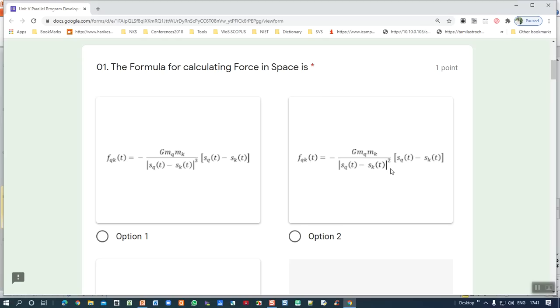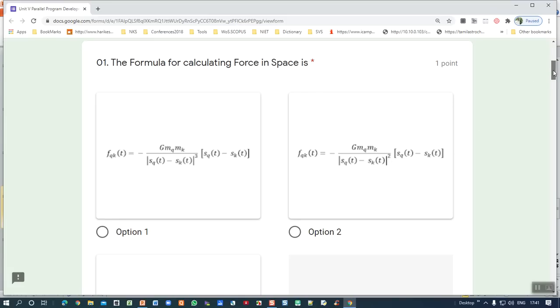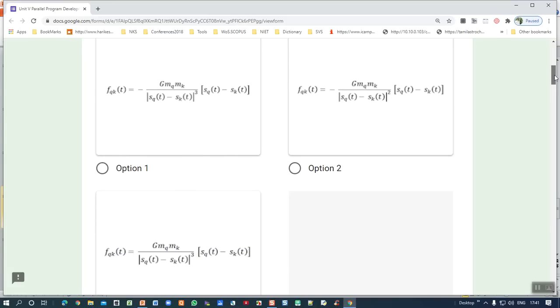So this is not a formula. What is the difference? Here there is a cube and here it is only squared. I myself made small changes for understanding purposes. Please expect the university exam also to be like this. So the correct answer is this one.